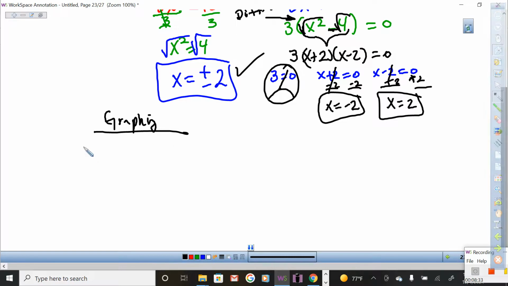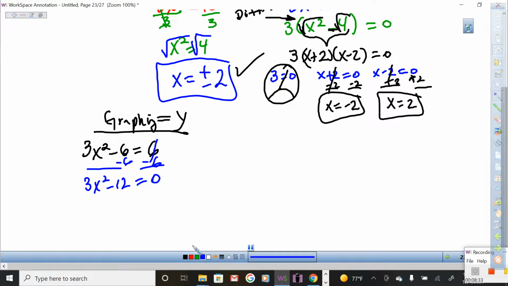I'm going to write the same equation. 3x squared minus 6 equals 6. And for this one, for graphing, whenever you see the word graphing, I want you to write equal to y. The equation needs to be equal to y. But right now it's equal to 6. So we first need to make it equal to 0. Is that correct? So what do we do? Minus 6, minus 6. 3x squared minus 12 equals 0. And now I can change this to what? Y.